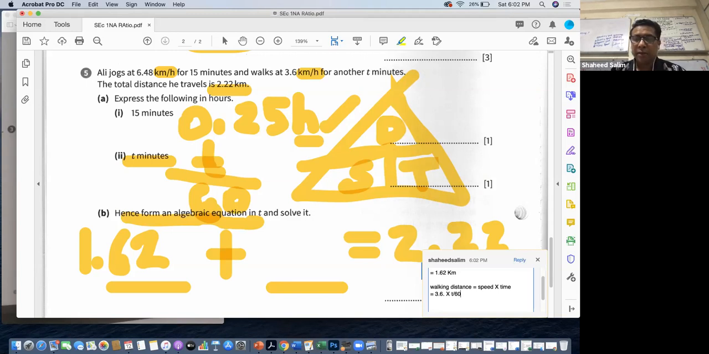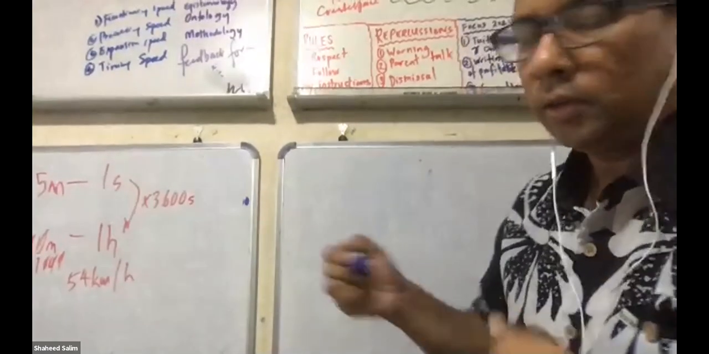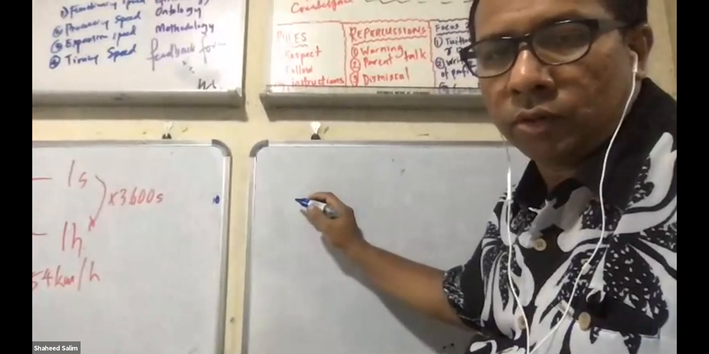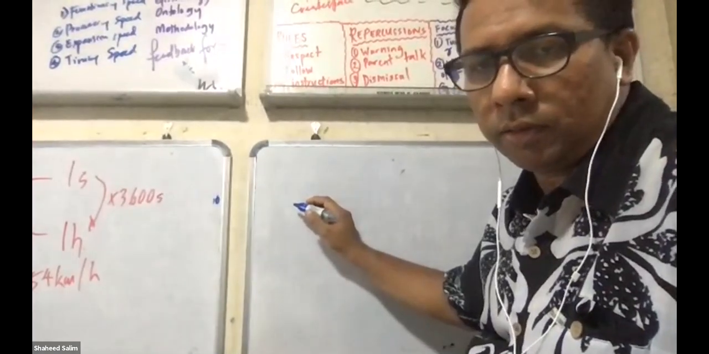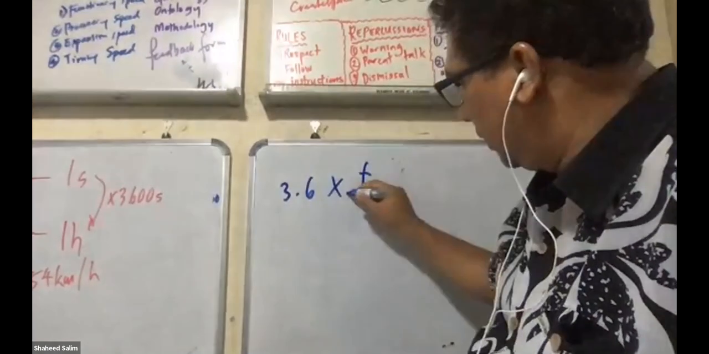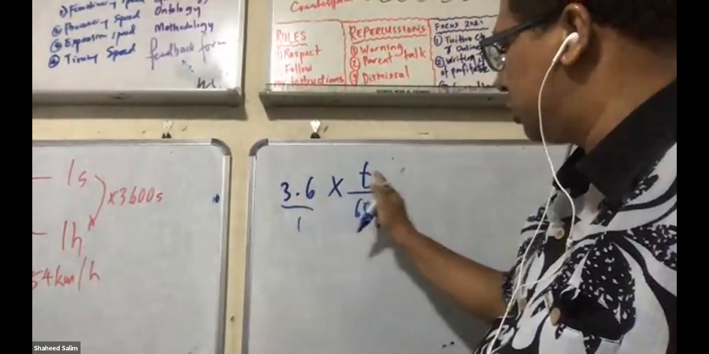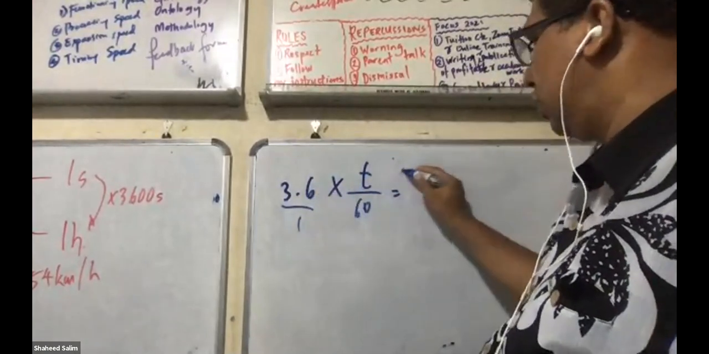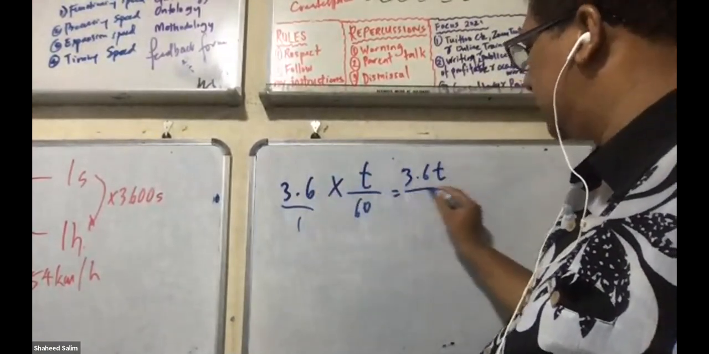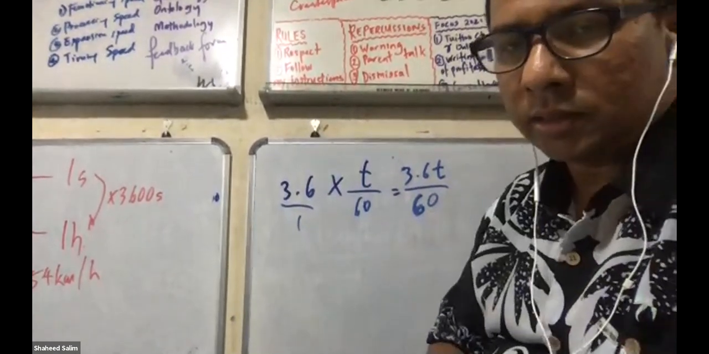Okay. So down here, I'm just going to write it on the board so that you are very clear. I'll rub this off in a moment. Over here, what do you write? Down here, you write 3.6 times T/60. This is over 1. So you just do top times top, bottom times bottom. What do you get? 3.6 times T, 3.6T over 60. Okay? That's what it is.